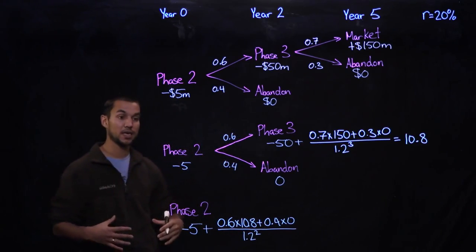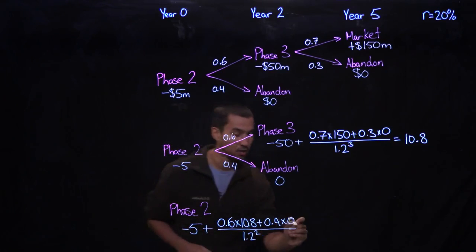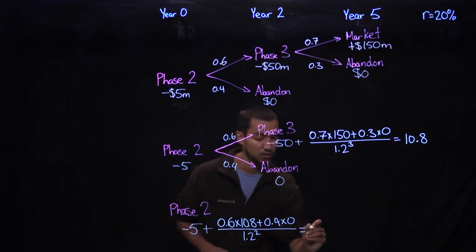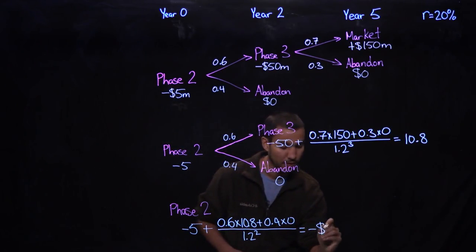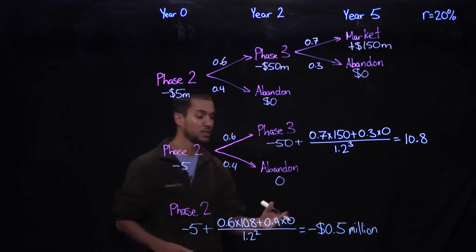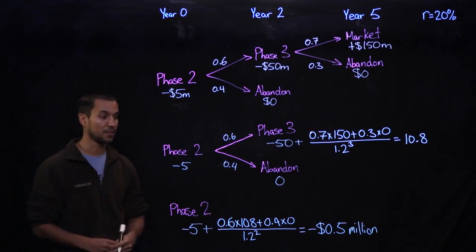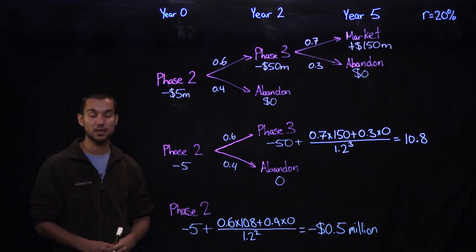And so we see that the expected NPV of going ahead with the phase 2 clinical trial, in this case, is going to be equal to minus $0.5 million. And so we see in this case, this project has a negative expected NPV. And so we would recommend that this company declines the project.